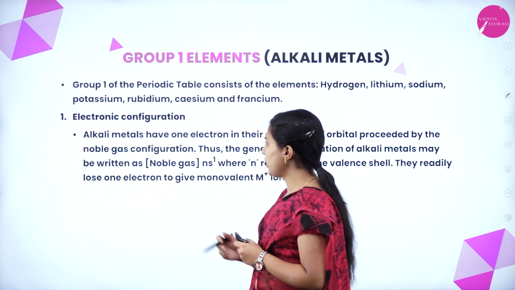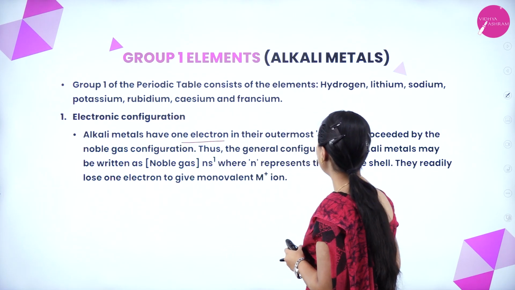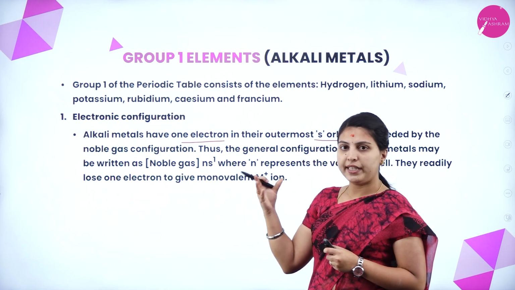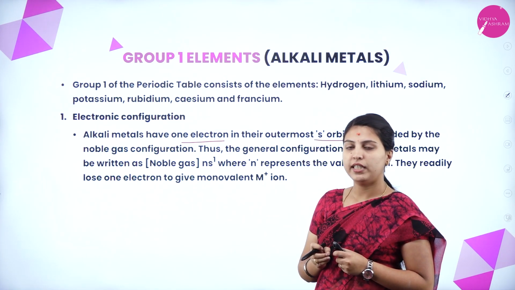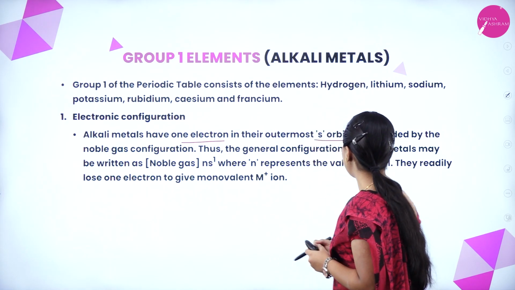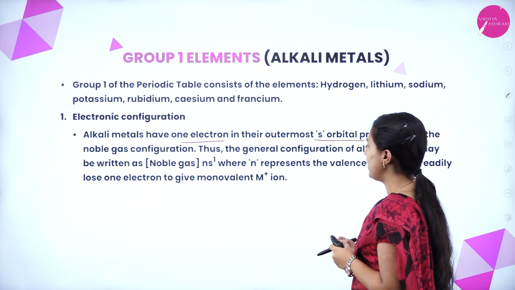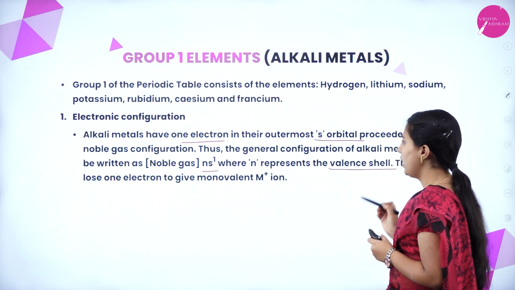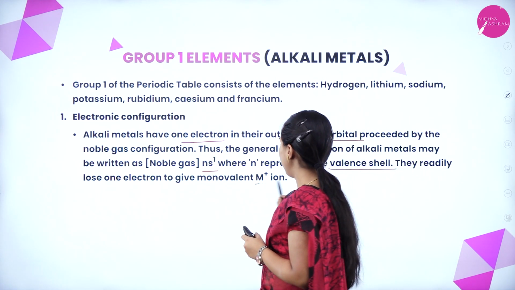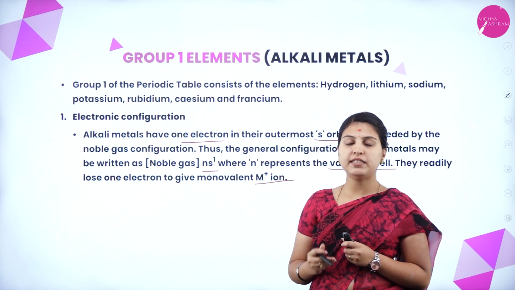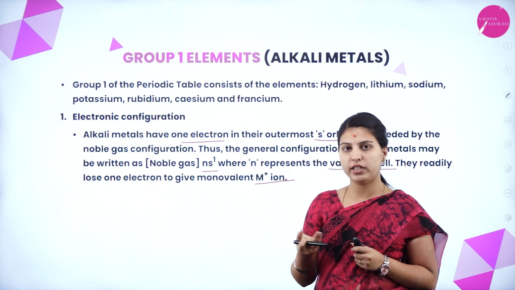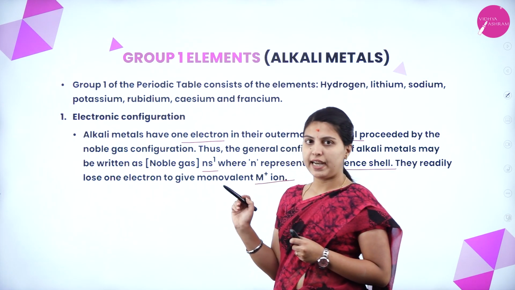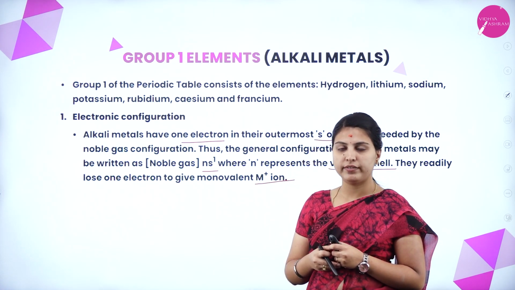The electronic configuration: alkali metals have one electron in their outermost s orbital, preceded by a noble gas configuration. The last electron enters the s orbital. Thus, the general configuration of alkali metals may be written as ns1, where n represents the valence shell. They readily lose one electron to give monovalent M+ ions. Metals readily lose the electrons in their valence shell, so they form M+ ions, that is cations, because they are electropositive in nature.